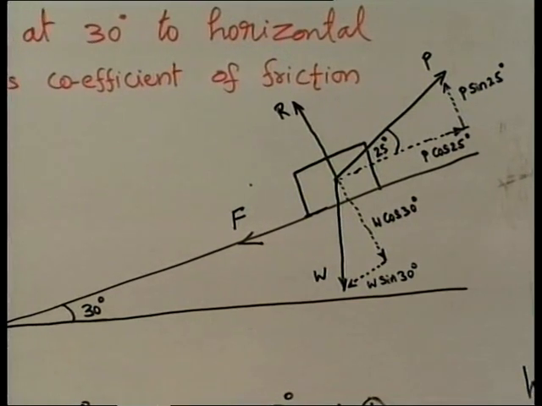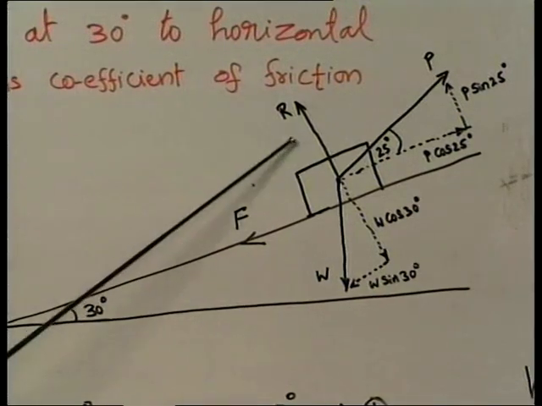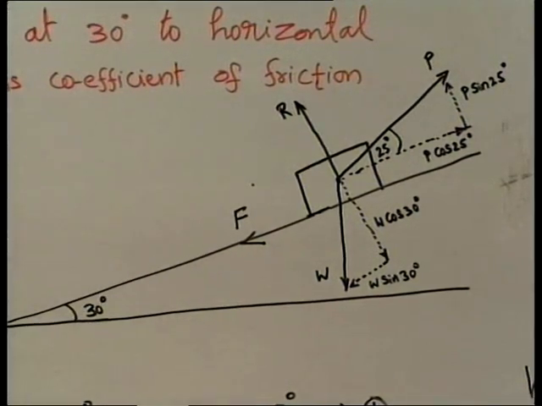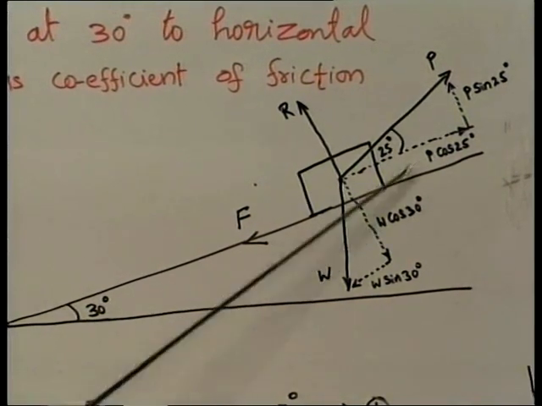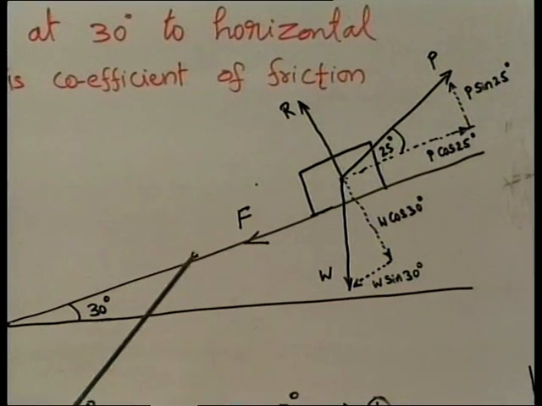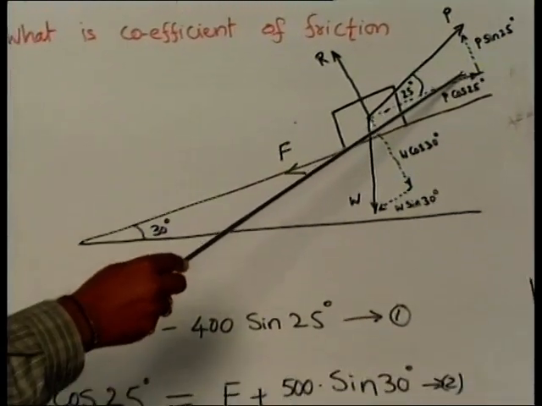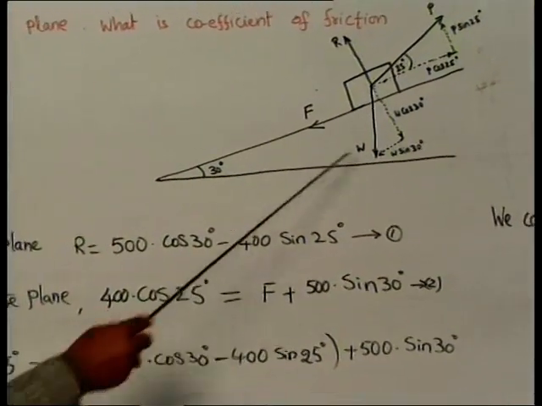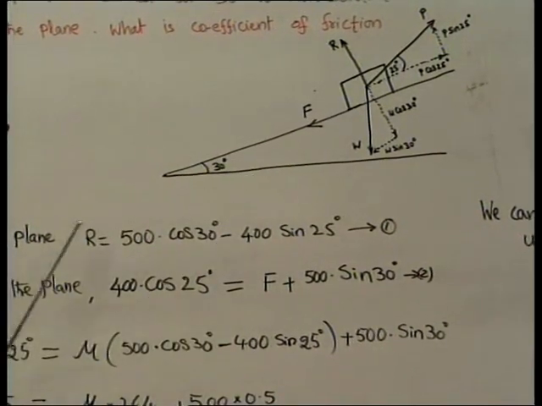So resolving the forces normal to the plane, R, which is acting upwards, is equal to the addition of these two forces, W cos 30 and P sin 25. So that is W, meaning 500 Newton, cos 30 minus 400 sin 25, because both are acting in opposite directions, that is why the minus sign.